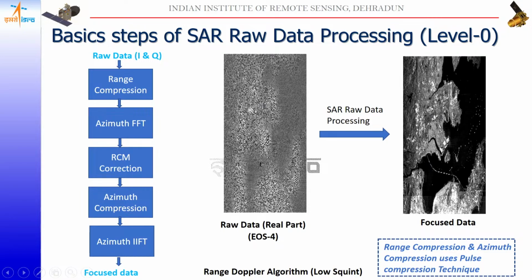You can see in L0, we are not able to see any feature on the image, but after compression, or we can say after focusing, we are able to see some features on the image. Normally this level 0 processing is done by the space agency itself. If we have our ISRO satellites, then at the ground station we will do this signal processing. This type of processing is called level 0 processing, in which the raw data is processed using signal processing techniques.